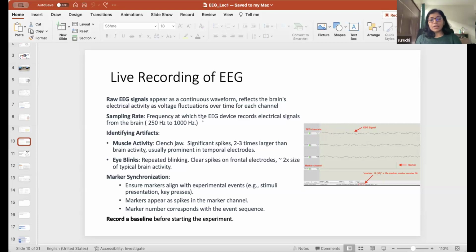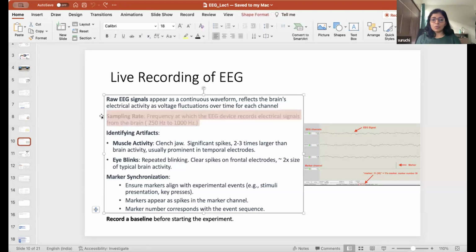Sampling rate is how many samples you measure in a second. The unit is hertz. It's a unit of frequency. It means numbers per second. How many times you measured in 1 second, that is what the sampling rate is. It's called sampling rate, it's called frequency. So this is important. Most of the EEG systems will be between 250 and 1000, and actually go up to 2000 also. I think ours goes up to 2000.